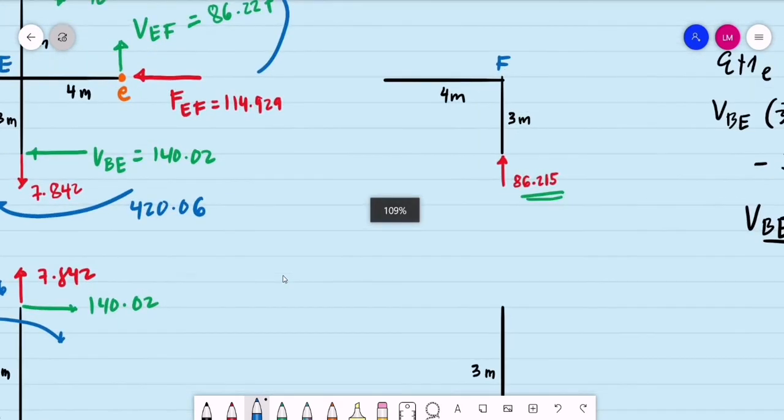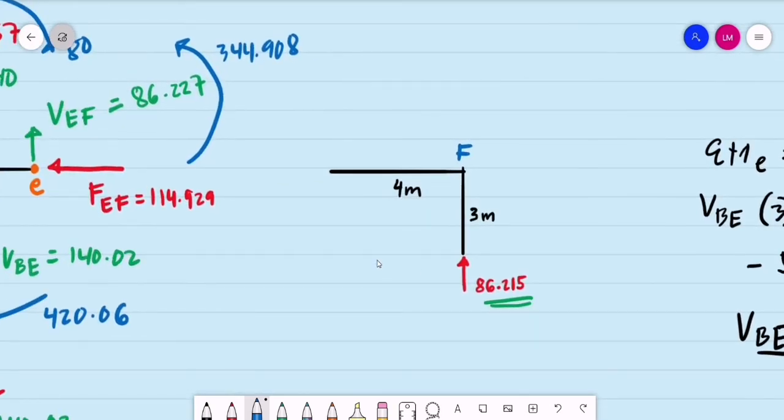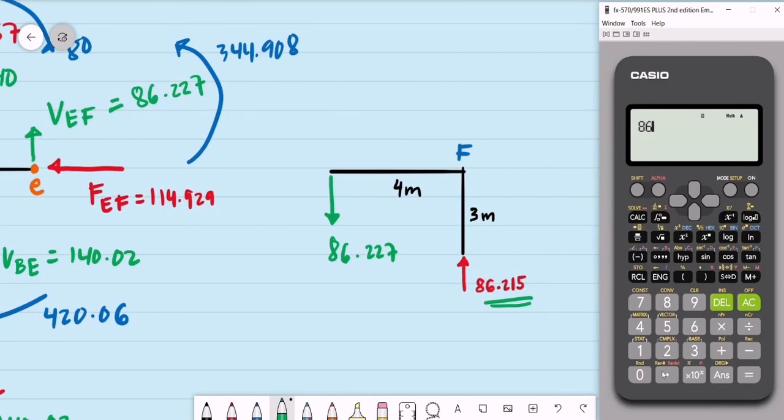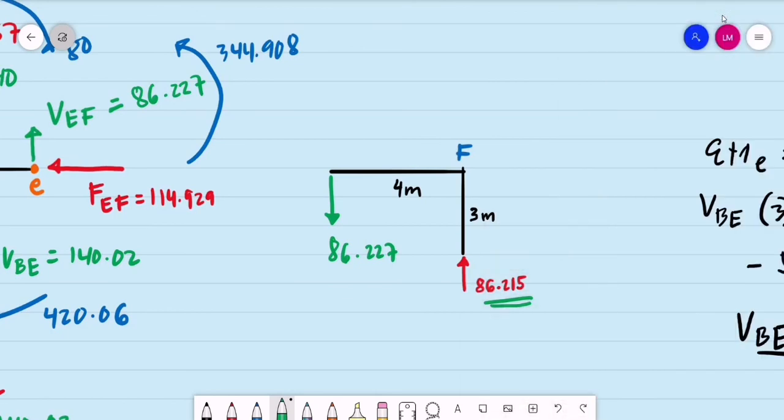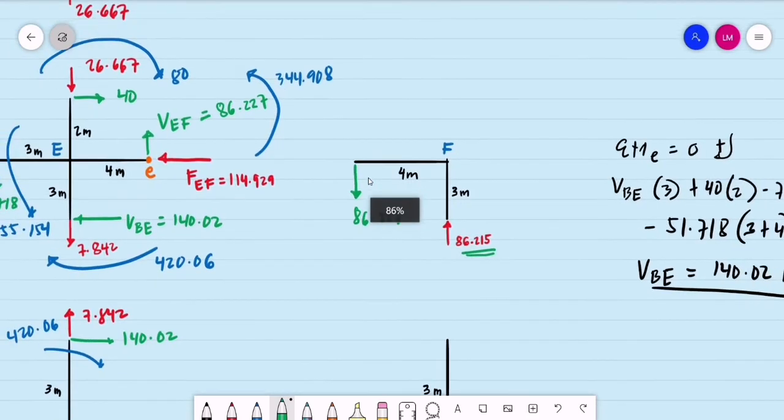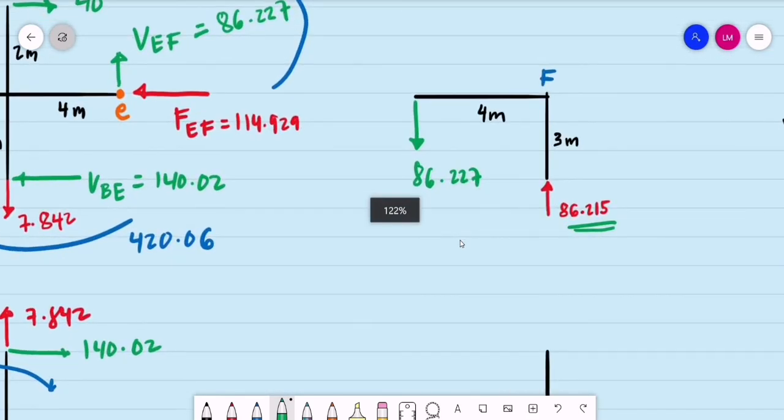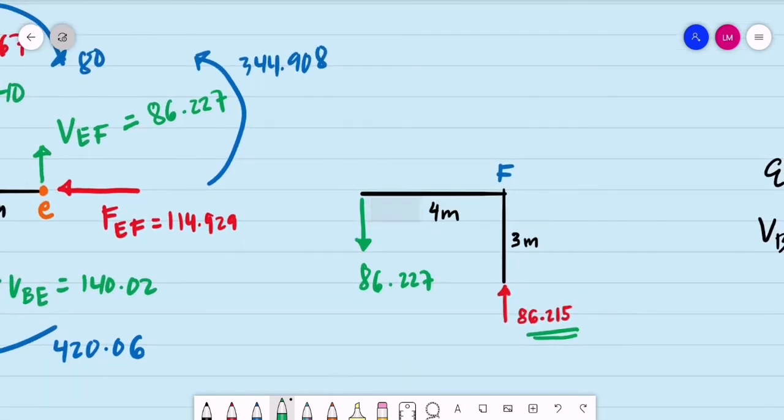Then we proceed to joint F. As you can see, we have a little discrepancy here if we are to talk about the shear. The shear from joint E is equal to 86.227. Let us check the discrepancy: 86.227 less the 86.215. We have 3 over 50. That is actually the discrepancy if we recall the summation of forces vertical we did for the columns of the first level.